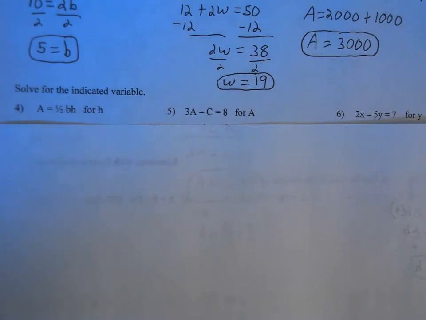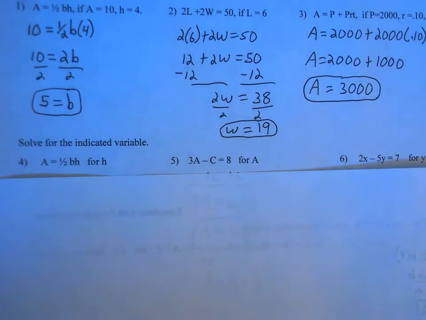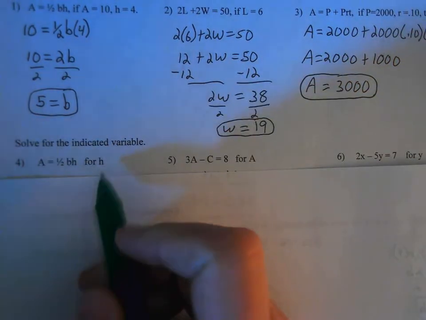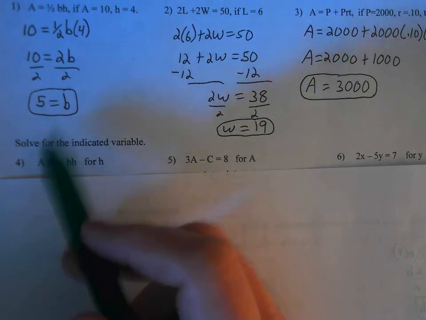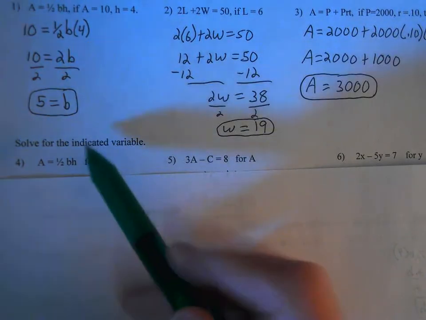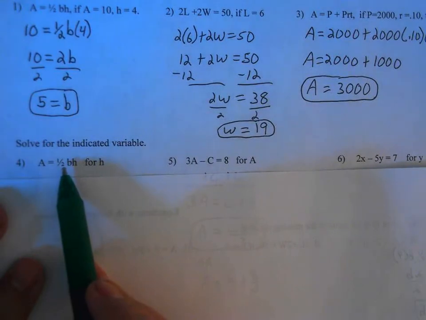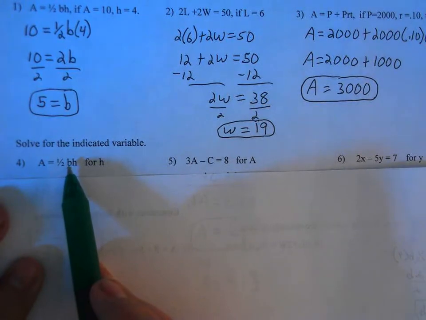Okay, in the next section, it says solve for the indicated variable. Now here, notice that we have a equals 1/2 b times h, but they don't give us any values. It just says solve for h. So you do this basically doing the same steps you did before, except now we can't take half of 4 because we don't know that h is 4. So in order to get h, we want to get h all by itself. So we need to get rid or undo the 1/2. Well, to get rid of multiplying by half, you can divide by a half or multiply by 2.